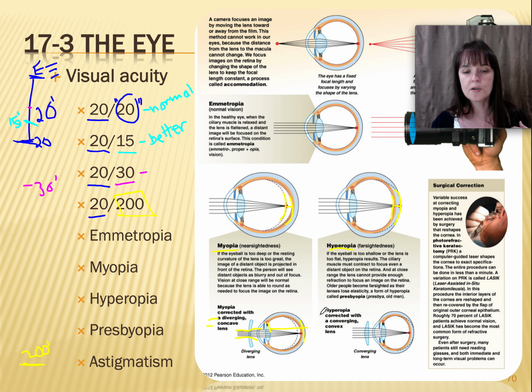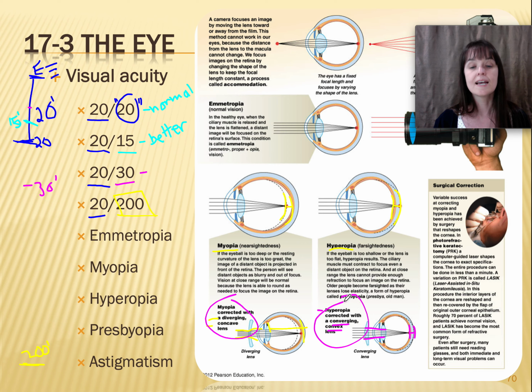And so hyperopia, farsightedness, is a converging convex lens. So it will help bend the rays in to shorten the focal distance. And again, the goal with any of these lenses is to land the focal distance on the retina. So if it's too far ahead, move it back. If it's too far behind, move it up.